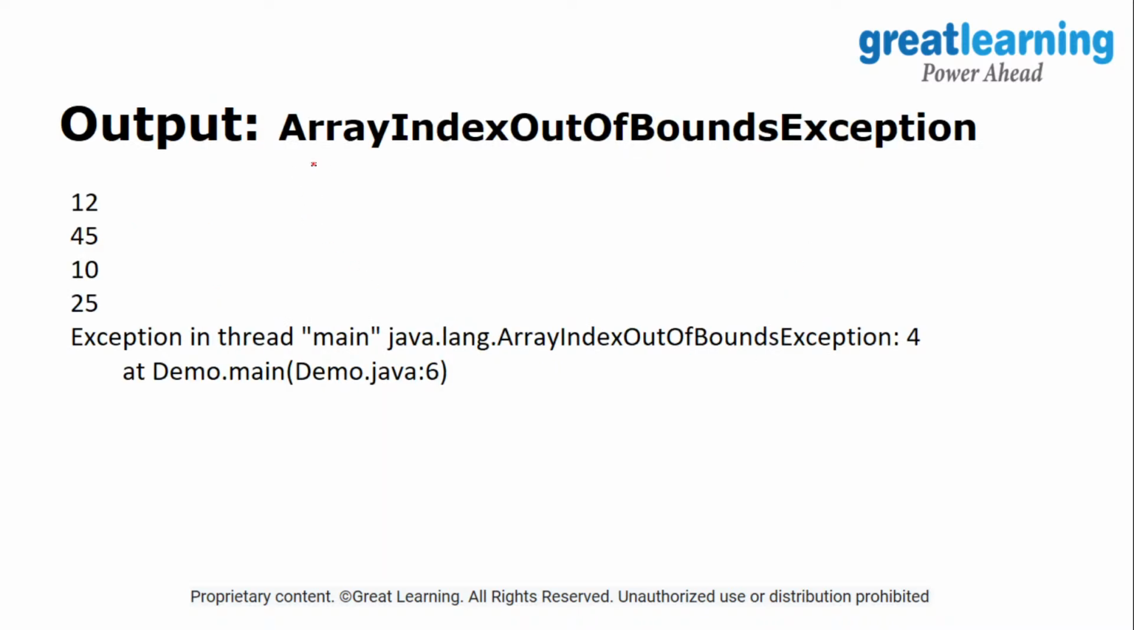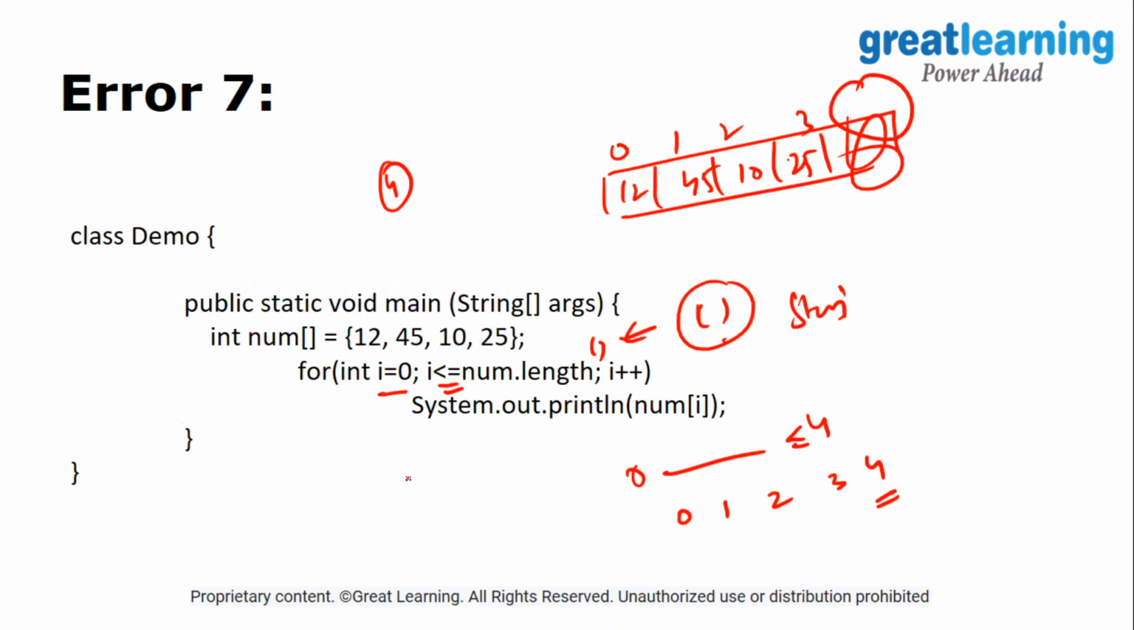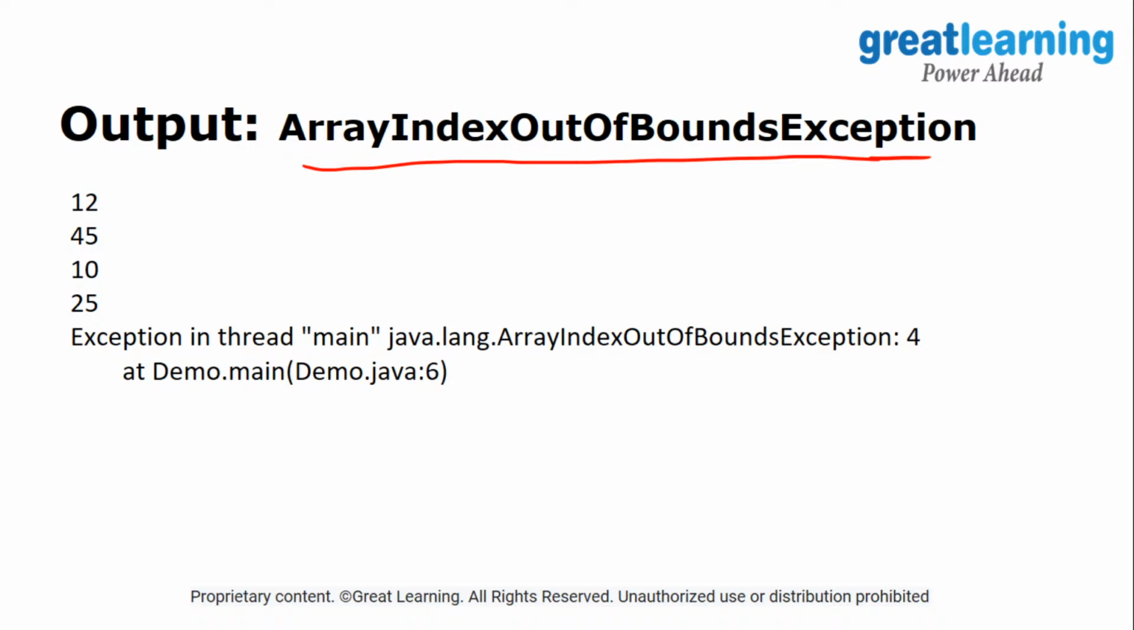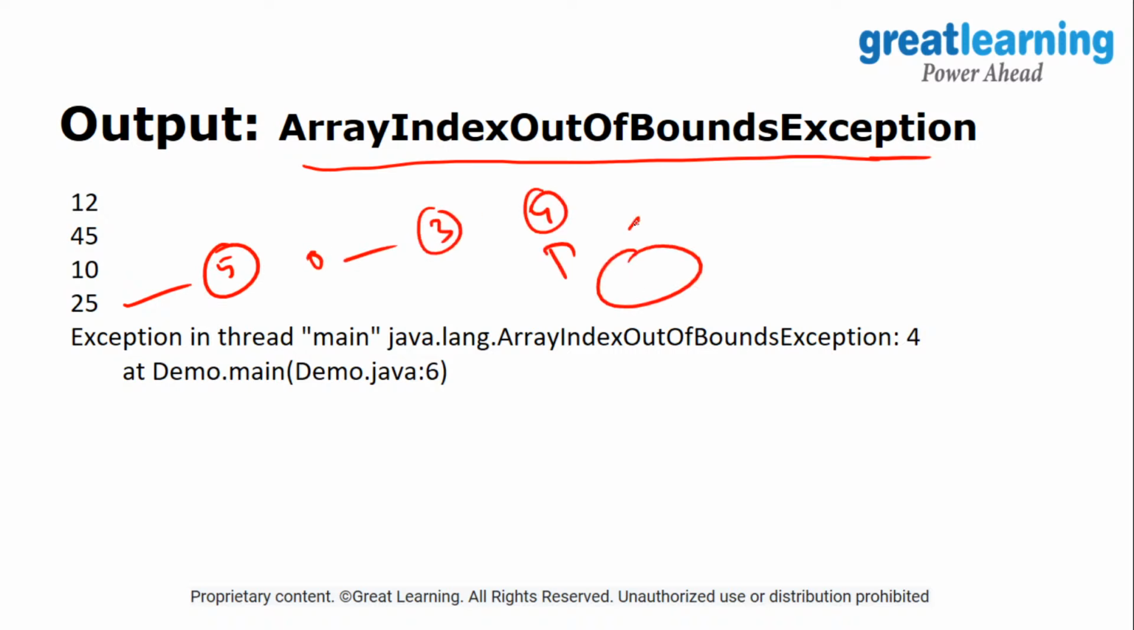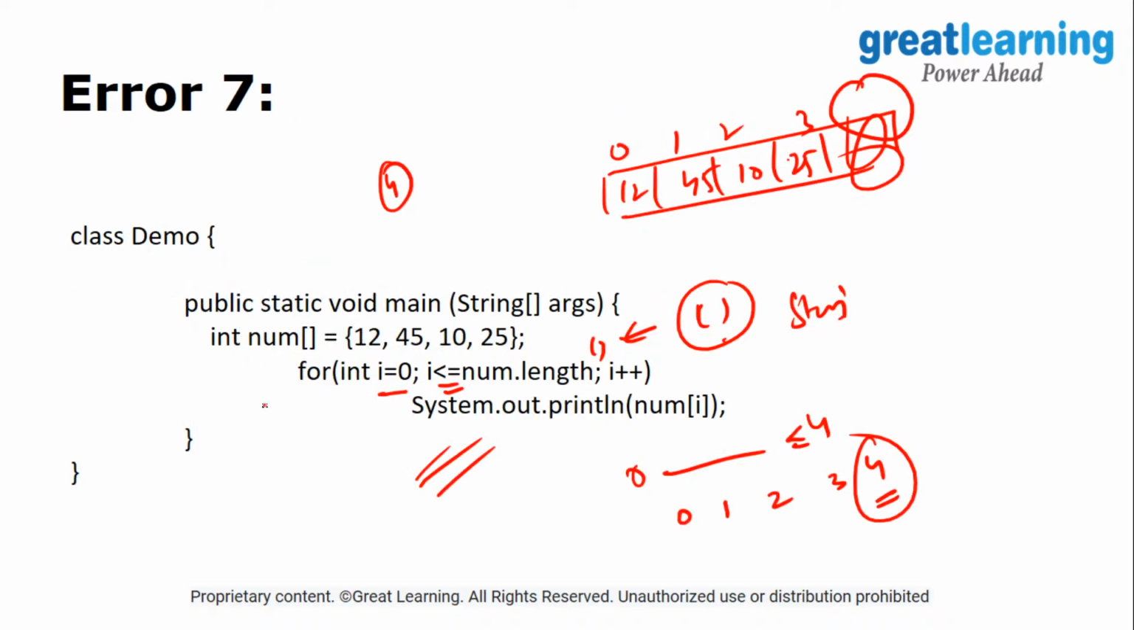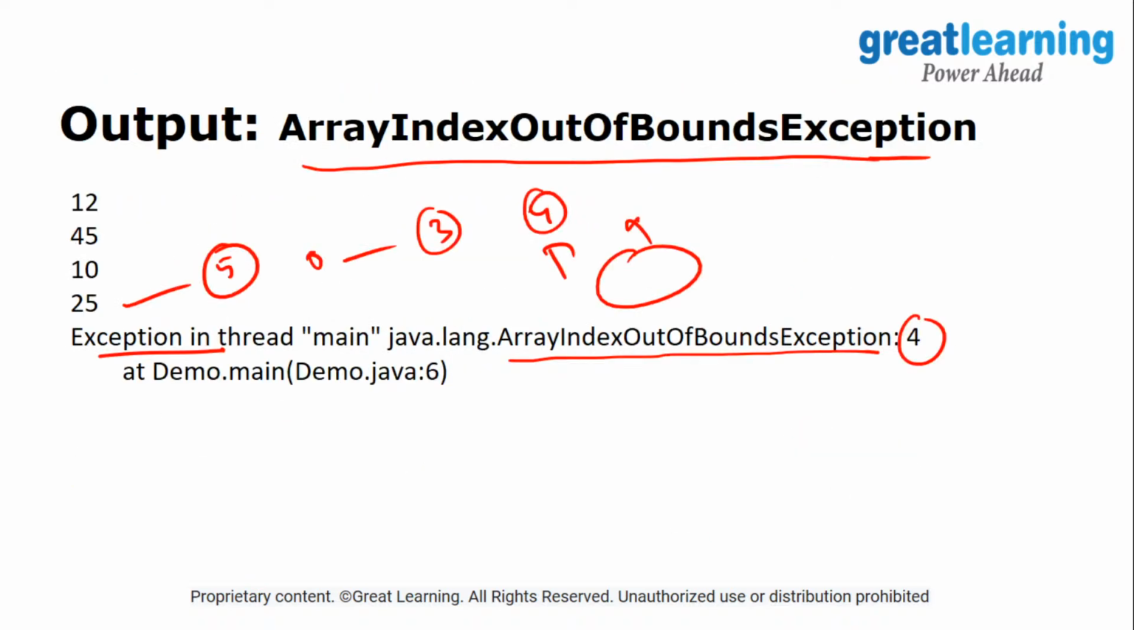It says array index out of bounds exception, because obviously it prints up to here, but as soon as it reaches this statement it says wait, you're going way out of the index. The array size is 4, so you have elements 0 to 3 and you are accessing the fourth index, which doesn't contain anything. That is what it says: exception in the main thread, java.lang.ArrayIndexOutOfBoundsException, on line number 4.